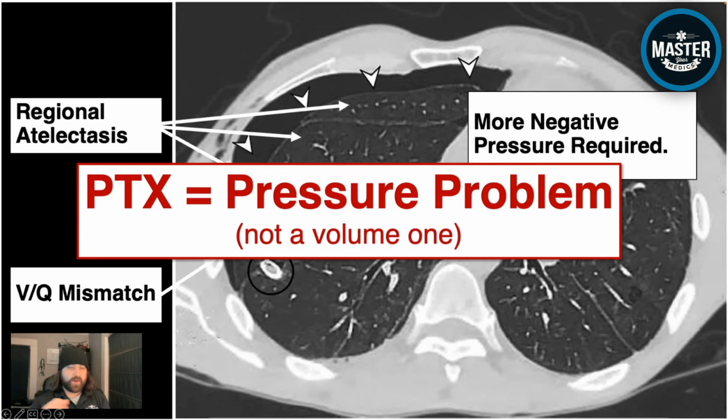Pneumothorax, if you don't remember anything else from this whole lesson, right? Pneumothorax is a pressure problem, not a volume problem. The pathophysiology is a loss of subatmospheric pressure, not an increase of volume, right? That subatmospheric pressure was the thing keeping the lung open and pulling on it to breathe. It's a pressure problem.